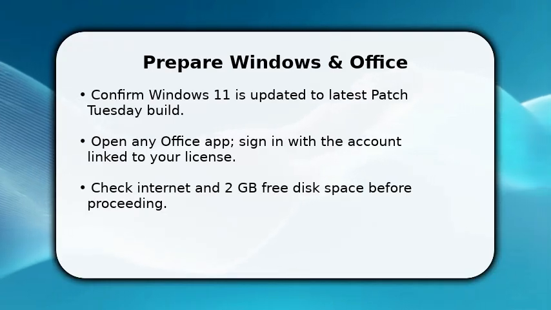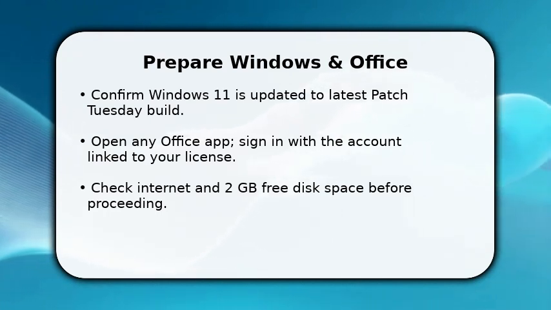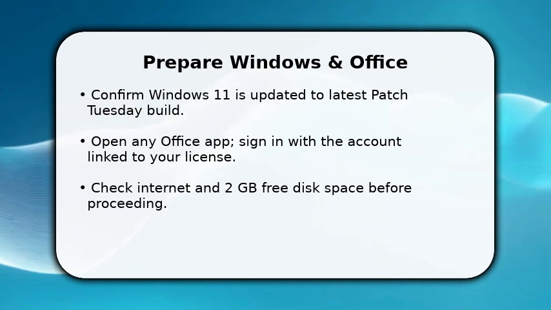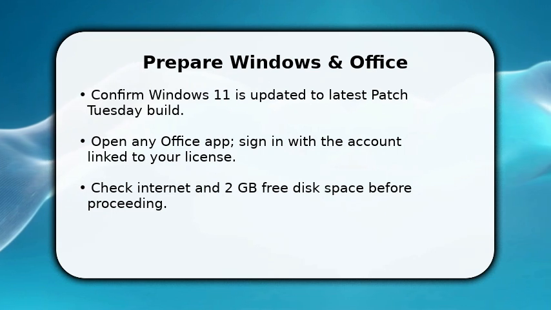You're starting the update now. First, make sure Windows 11 itself has recent updates installed. This prevents compatibility issues. Open Excel and sign in with the Microsoft account tied to your subscription so the updater can verify licensing. Once done, check you have a stable internet connection and at least 2 GB free disk space. These keep the download and installation smooth.